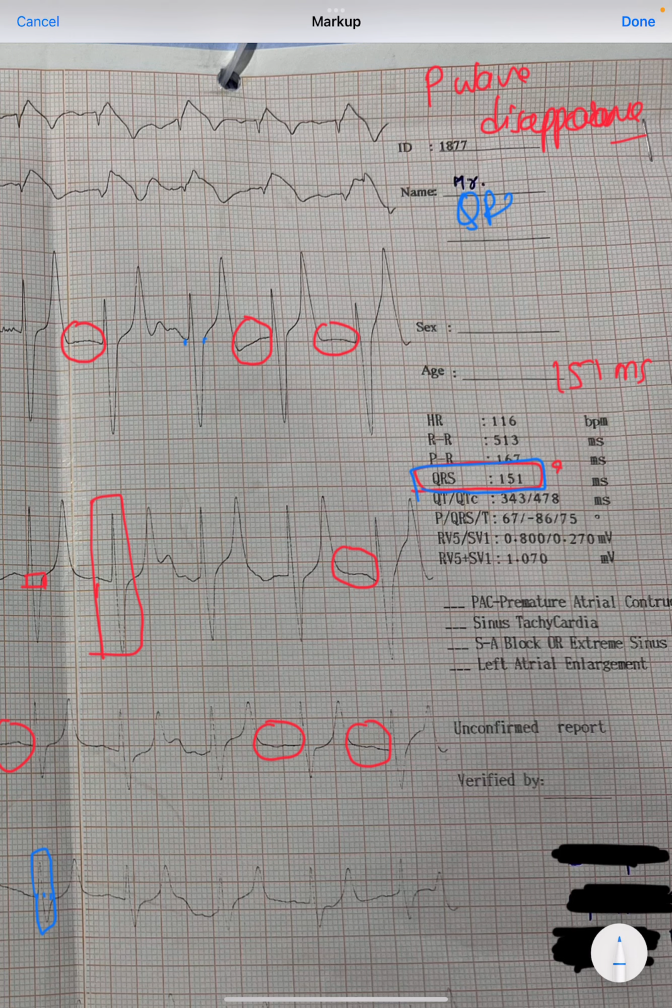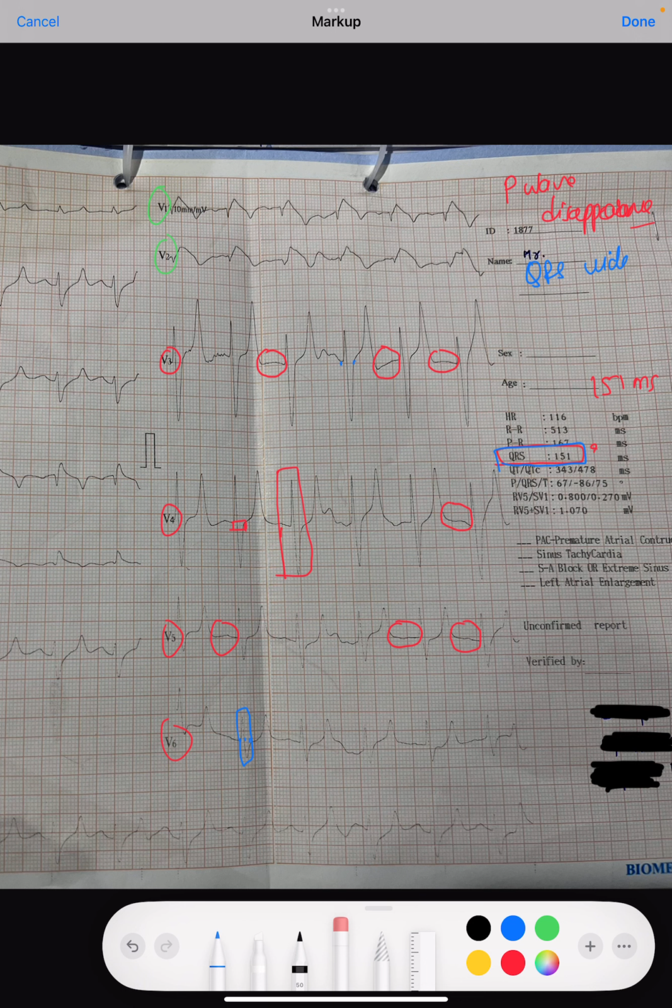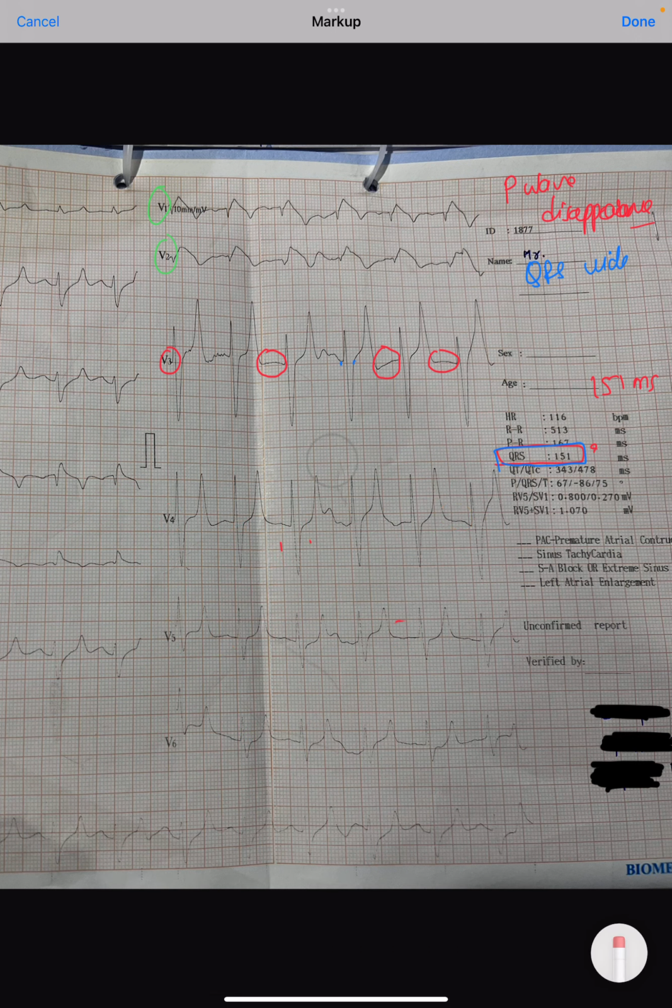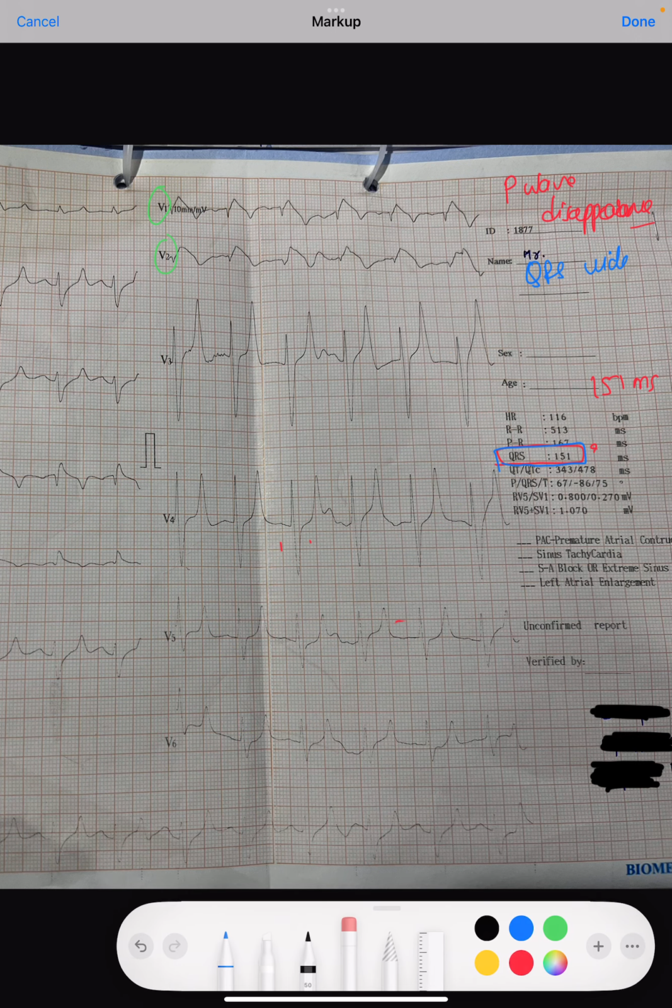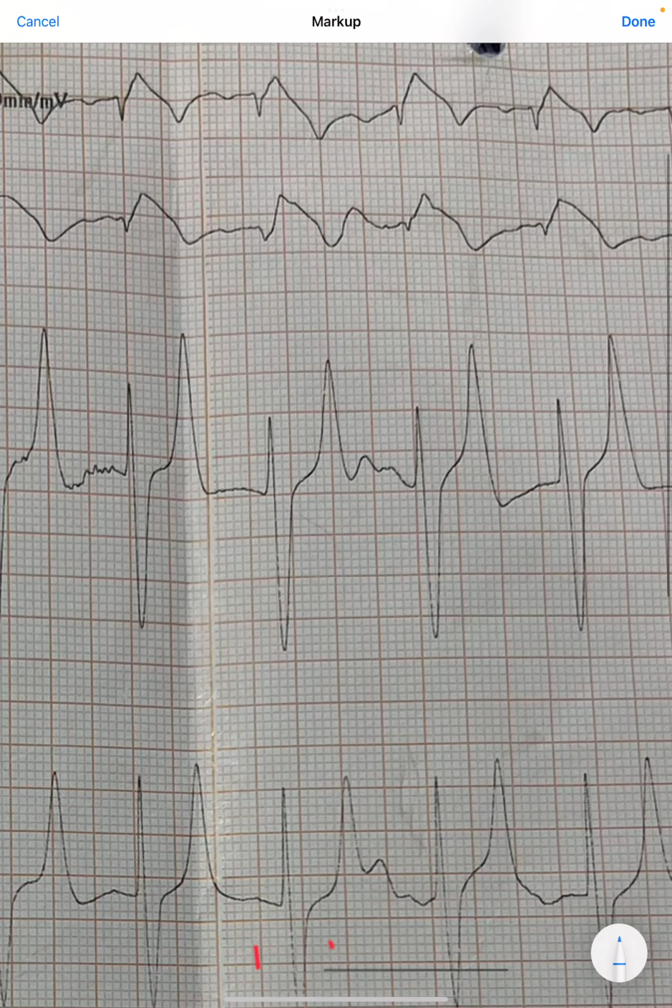So the QRS is wide. The other thing we can see in this ECG is the T wave. Now, how is the T wave? If we see very closely, this is the T wave. So the P wave is not there, the QRS is wide, and the T wave is very sharp and very tented. If we notice, it is very sharp and tented.